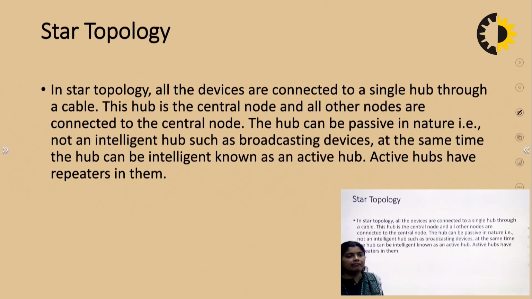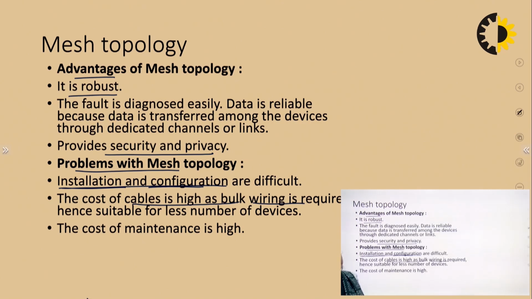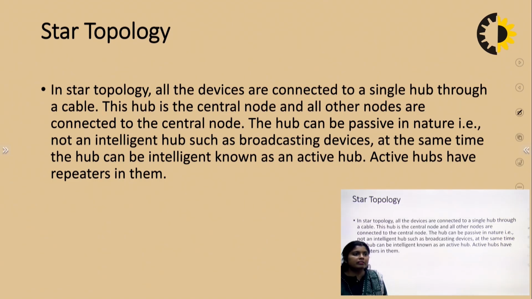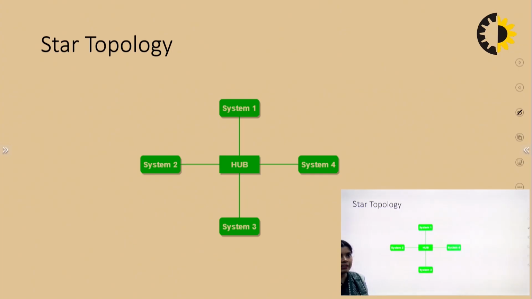Every time we switch from one topic to another because of some drawbacks in the previous one, we are overcoming them. The drawbacks of the mesh topology, that is the installation, configuration and cost, will be overcome by the star topology. Now the star topology, as the name suggests, is just like a star.